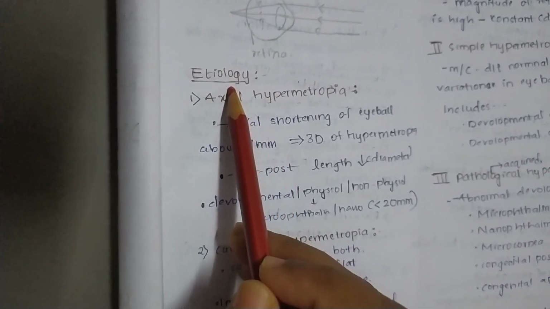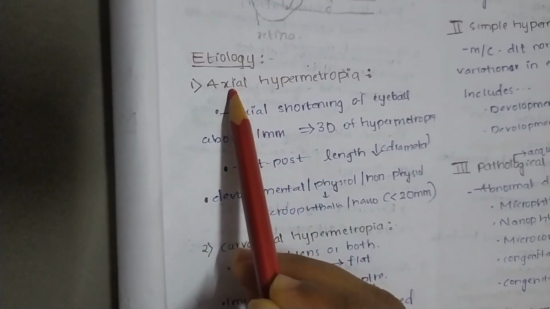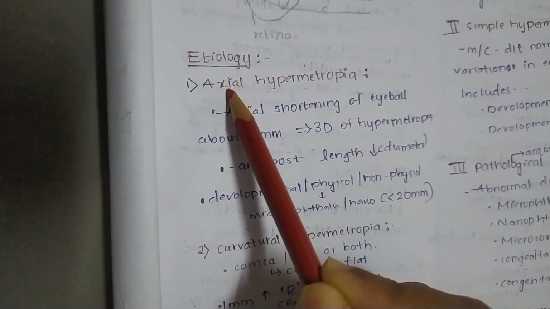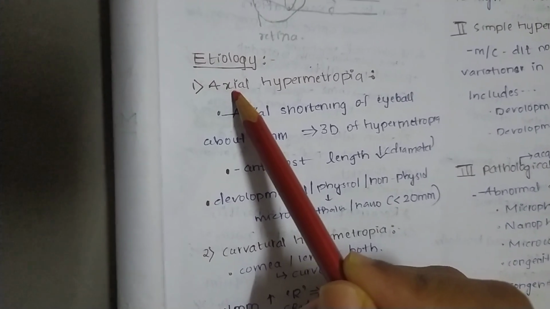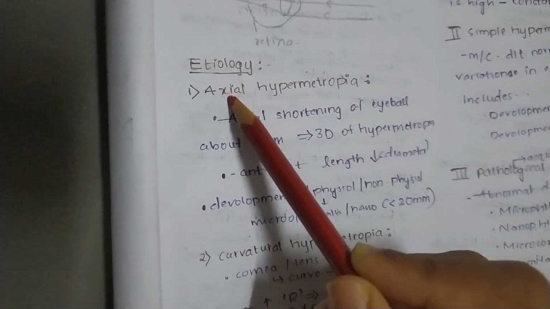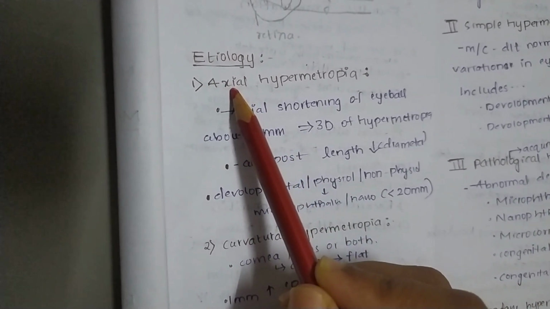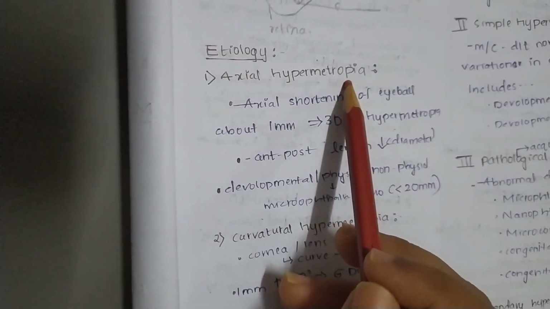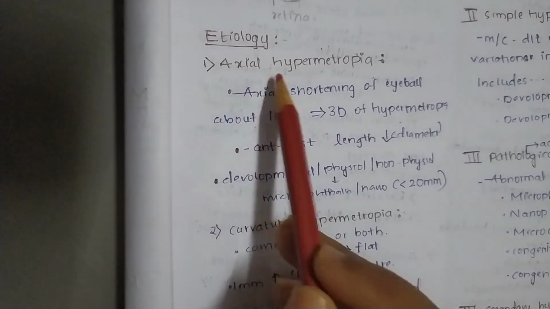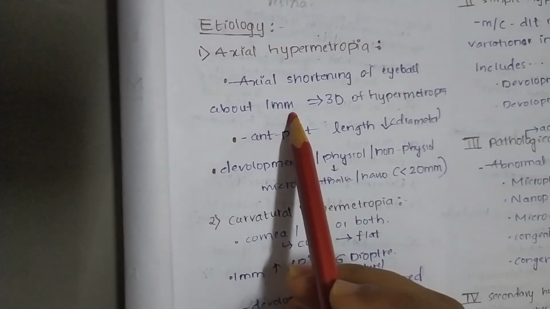Based on etiology, it is of 5 types: axial hypermetropia, curvatural hypermetropia, index hypermetropia, positional hypermetropia, aphakia, and consecutive hypermetropia. So, let us discuss one by one. Axial hypermetropia. So, what is it? Axial shortening of the eyeball by about 1 millimeter.